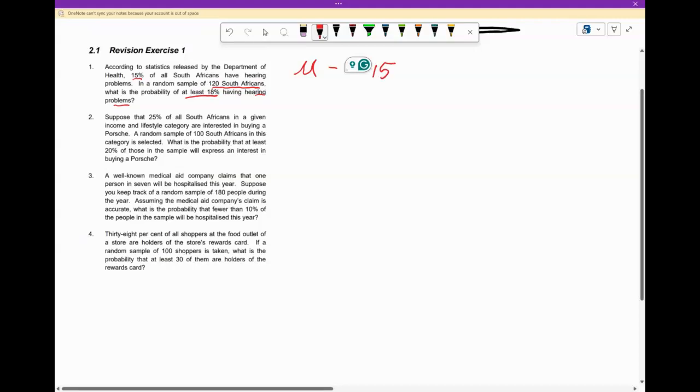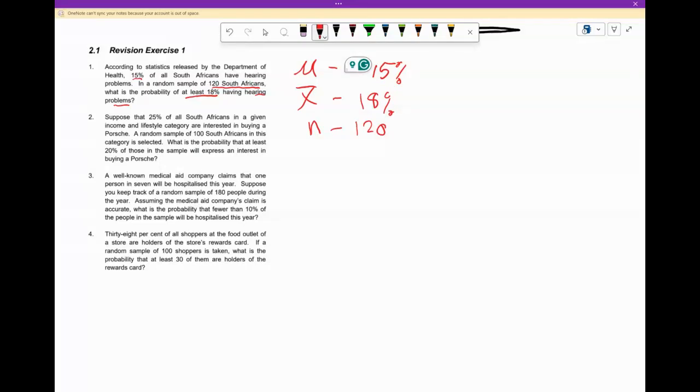Say that again. It's the mean, but the mean for the population. Okay, and then this 18, you can call it the mean, but now for the sample. Remember, the sample is a subset of the population, isn't it? So this is 18%, 15%. And then they also told us that the sample, in other words, n, is 120. Those are the variables that we've managed to establish.